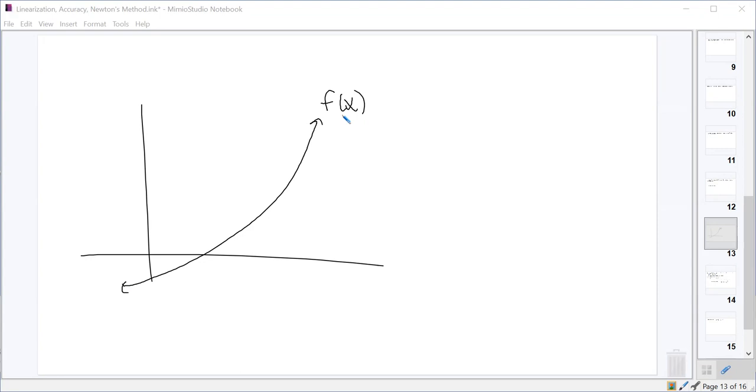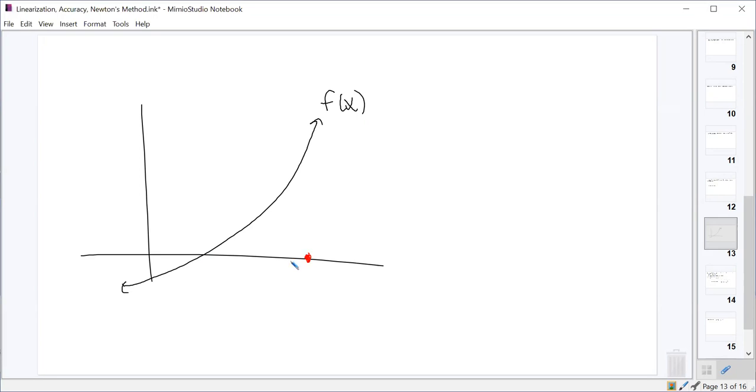All right. What I want to know about this particular function is what its x-intercept is. What's its x-intercept? Who knows? It's this value right here. Well, I don't know what it is. So what I'm going to do is take a guess. I'm just going to blindly go out here and guess. This is the x-intercept right here.